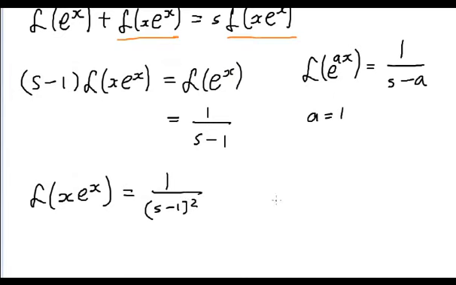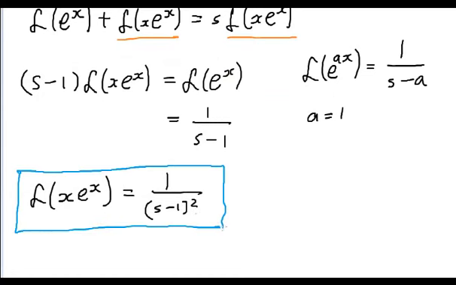Now, the wonderful thing with this is that we have just derived a formula for the Laplace transform of x times e to the x, knowing what the Laplace transform of e to the x is. And this is the application that I had in mind, using the formula for the derivative. To be more precise, using the formula for the Laplace transform of the derivative, and using the formula for the Laplace transform of e to the x, we can now get the formula for the Laplace transform of x times e to the x. Now, isn't that wonderful?